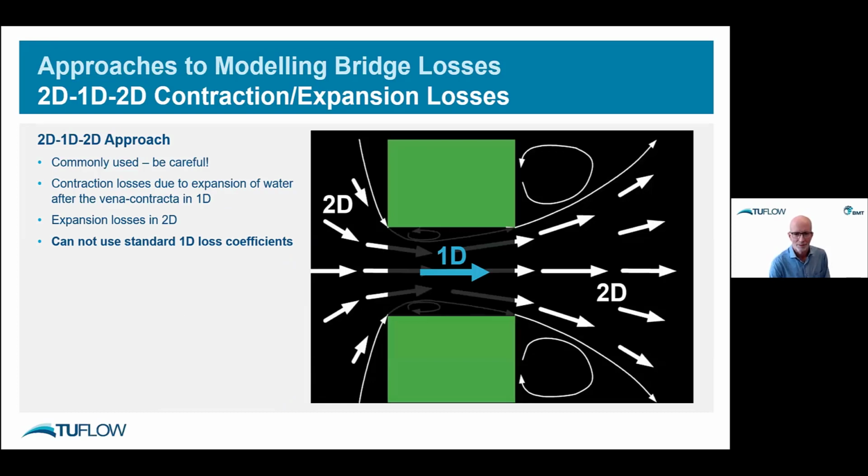Another interesting, challenging one is actually when you do a 2D, 1D, 2D bridge. And it's commonly used. So you have a 2D domain, upstream and downstream, you've got a road embankment, and you just want to insert a 1D bridge. What you have to be careful of is that the 2D is actually probably modeling the expansion losses possibly quite well if your resolution is fine enough. And so you may find that you just can't put in your standard 1D entrance and exit losses. You have to adjust those losses to take that into account.